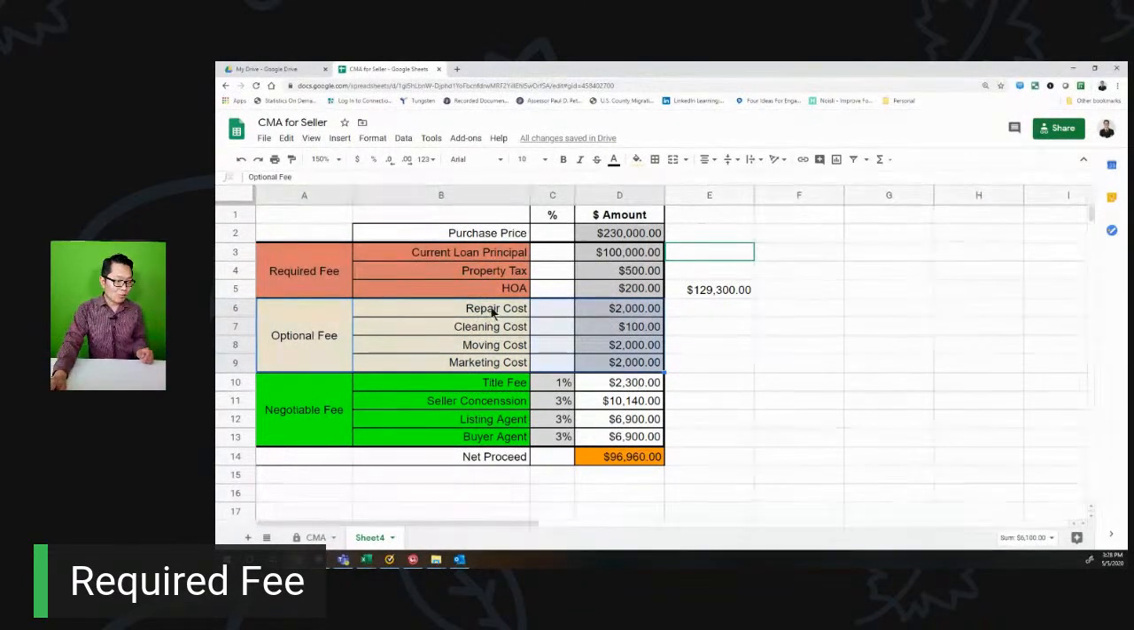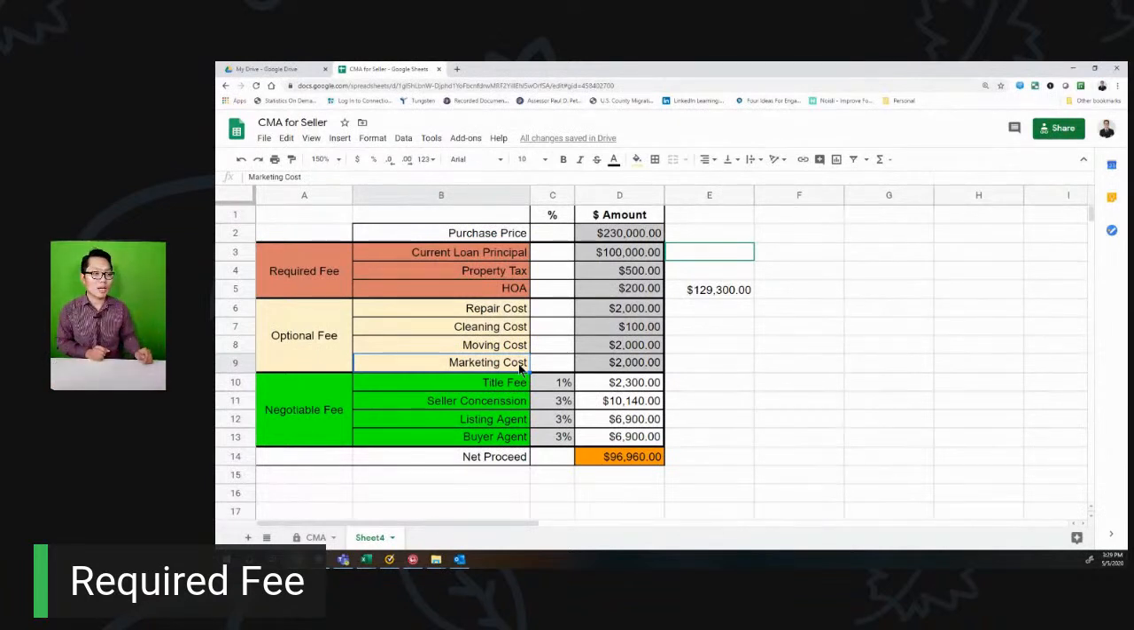I talk about repair costs, right? I talk about cleaning costs. I talk about moving costs or marketing costs for your house, right? So it's really up to you whether you are willing to pay for those amounts. Now, one of the cleaning costs, if you, for example, think that cleaning is not necessary, or if you can do that yourself, then you don't have to pay for those. It's very simple. Those are optional.